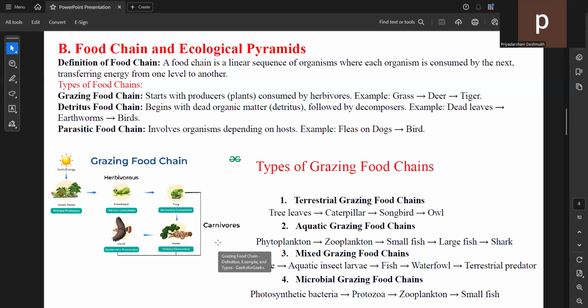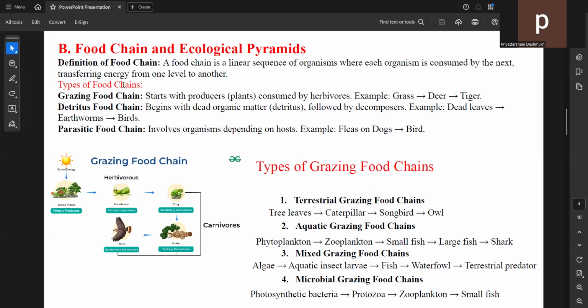Now the next one is the food chain and the ecological parameters. Here, the food chain, as I have told you, is a linear sequence of organisms where each organism is consumed by the next, transferring energy from one level to another. There are three main types of food chains. The first one is the grazing food chain, the second one is the detritus food chain, and the last one is the parasitic food chain.